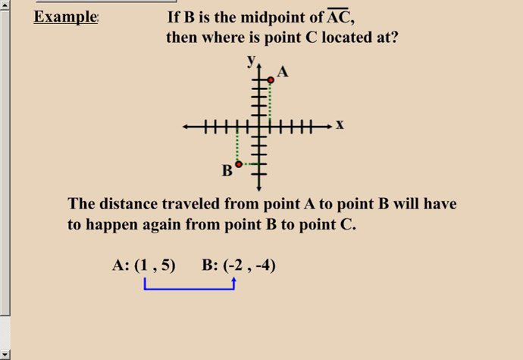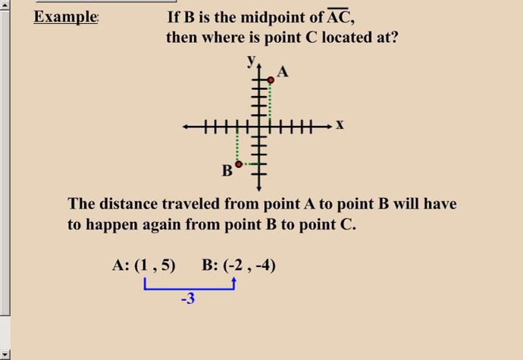Okay, so how much did the x value change? If we went from A, which was at 1 on the x-axis, to point B, which is at -2 on the x-axis, what is the change there on the x-axis? That is a change of -3 units.